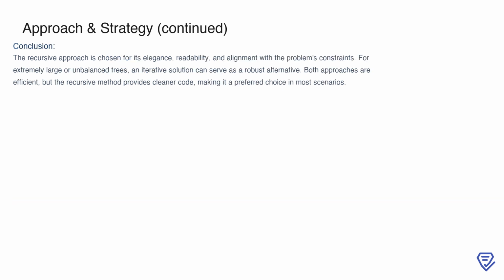In conclusion, the recursive approach stands out for its elegance, readability, and close alignment with the problem's constraints. It provides a straightforward and efficient way to transform the tree while maintaining an optimal time complexity of O(n) and minimal space usage. For extremely large or unbalanced trees, the iterative solution offers a practical alternative, as it eliminates the risk of stack overflow. Both methods are efficient, but the recursive approach is generally preferred for its cleaner, more intuitive code. By understanding the strengths and trade-offs of each approach, you can select the most appropriate solution based on the specific characteristics of the input tree.